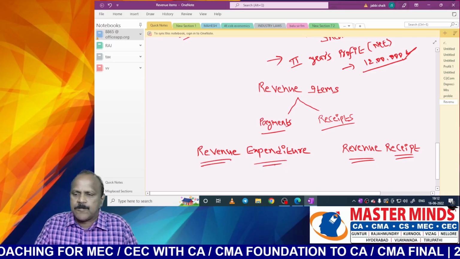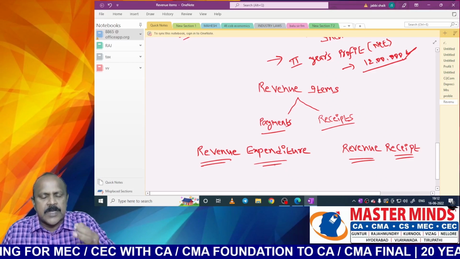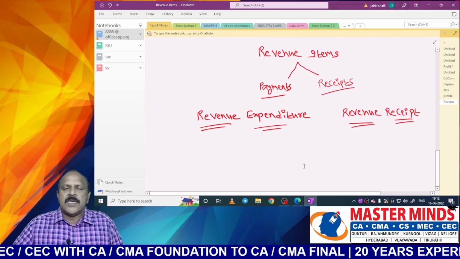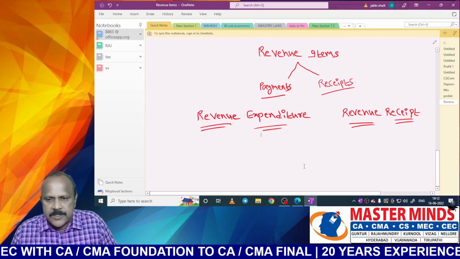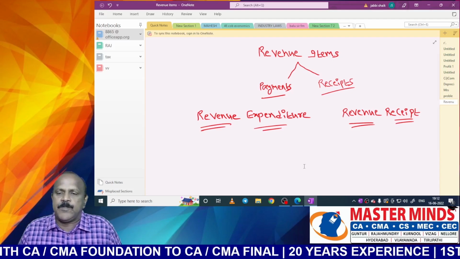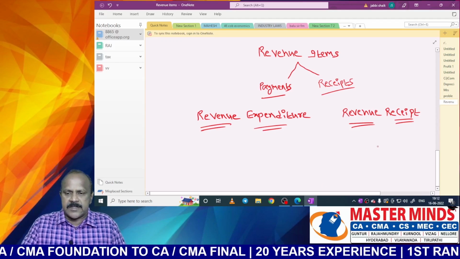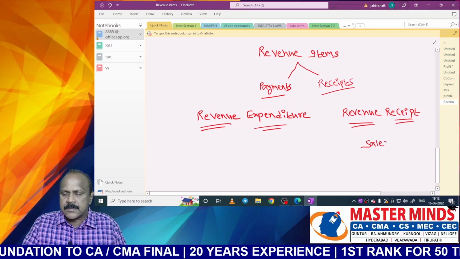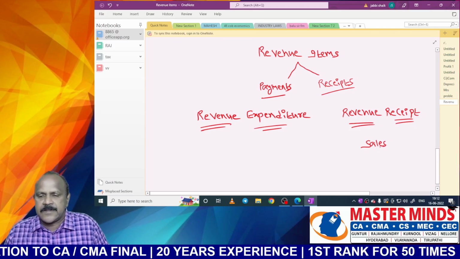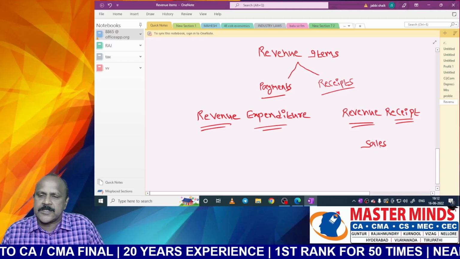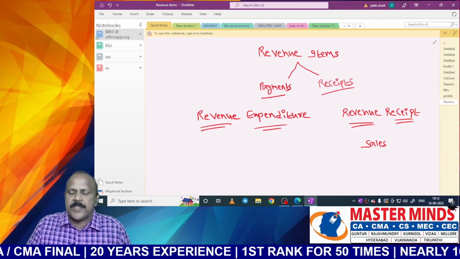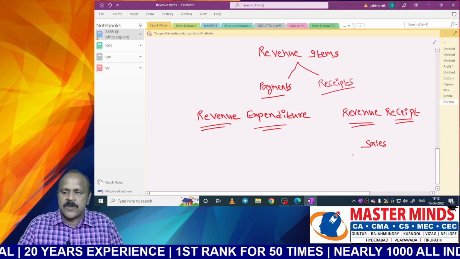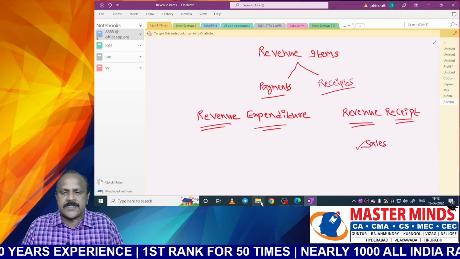If a revenue item is of payment nature, it is called revenue expenditure. If a revenue item is of receipt nature, of receiving nature, it is called a revenue receipt. For example, sales. When we make sales, generally we receive cash. Sales is a revenue item and it is of a receipt nature, so we call it a revenue receipt.